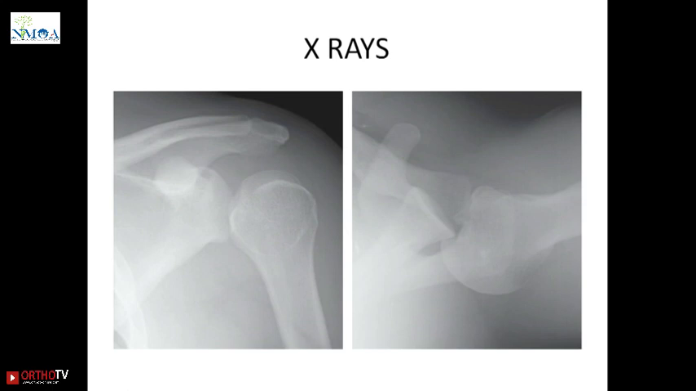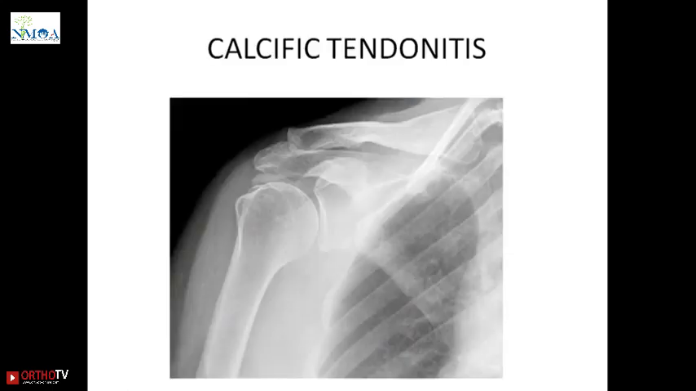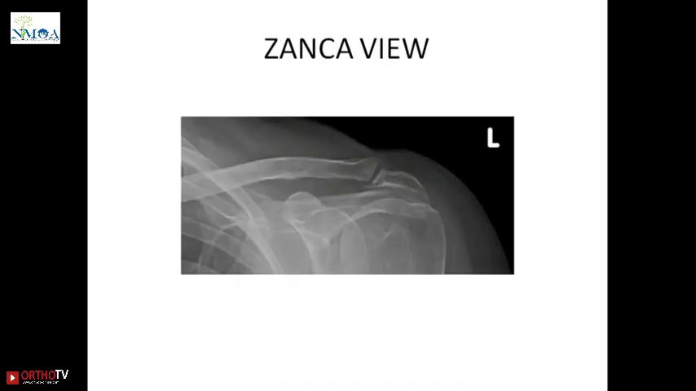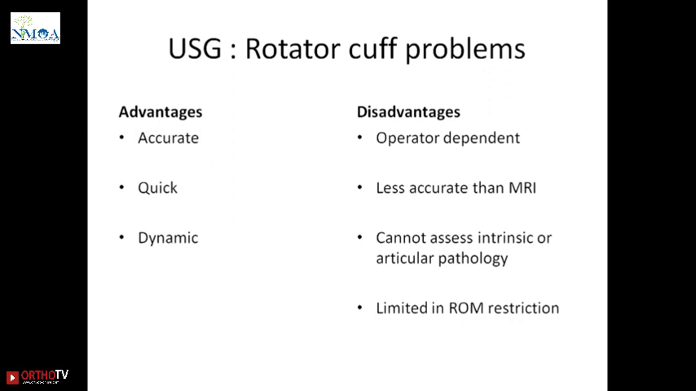The most common thing an orthopedic surgeon would ask for is an X-ray. Some things can be seen on X-ray. Calcific tendinitis can be seen on X-ray. Rotator cuff arthropathy can be made out on an X-ray, and AC joint arthritis can be seen with a specific Zanca view, which is an AP view with a cephalic tilt of 10 to 15 degrees.